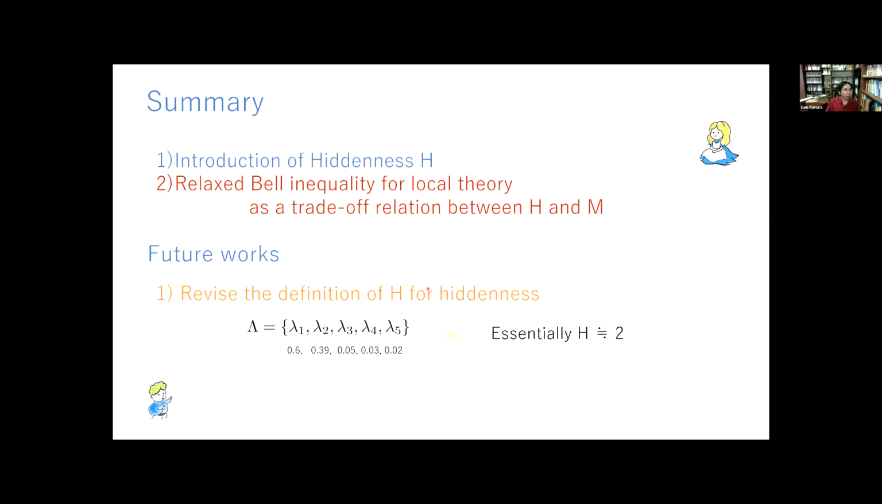Okay, and of course, our final goal is to derive the most general relaxed Bell's inequality with hiddenness and non-locality and measurement dependence. And for that purpose, we need to revise the definition of non-locality, incorporating not only the parameter dependence and also outcome dependence.